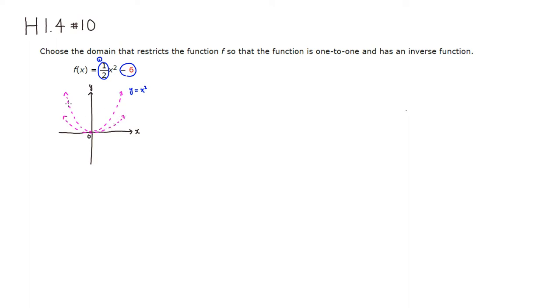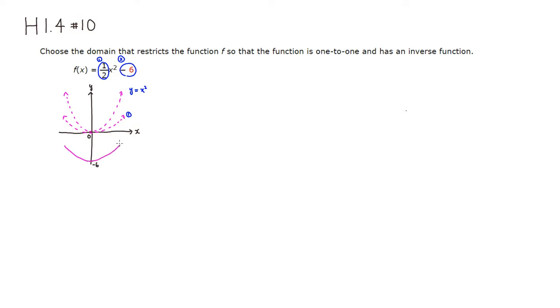So this is after the first transformation. Then the second transformation all it does is bring it down 6 units. So you're going to go down 6 units, which will be -6 there, and the graph is going to look kind of like this.